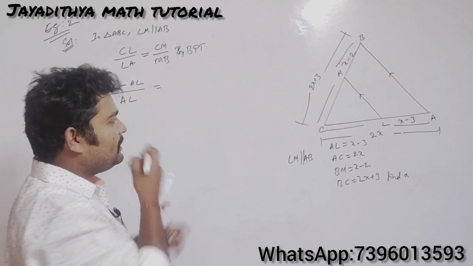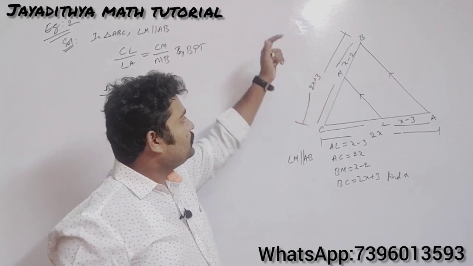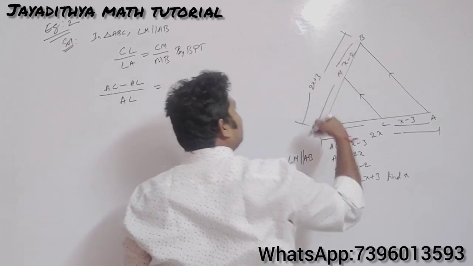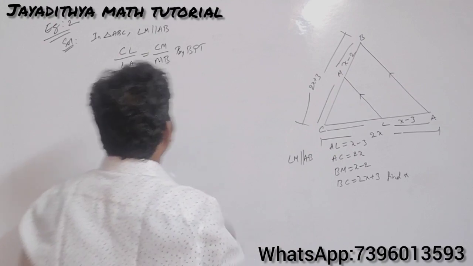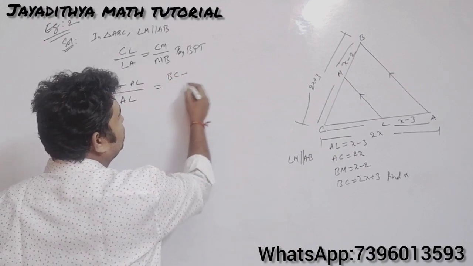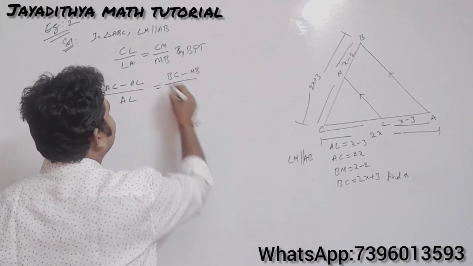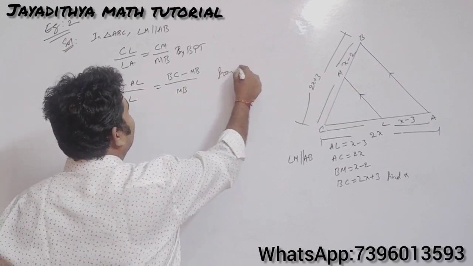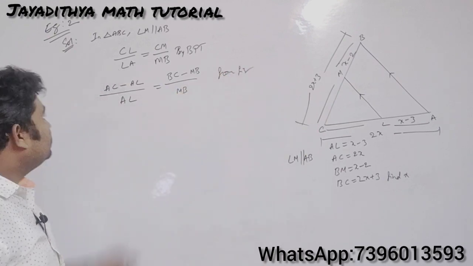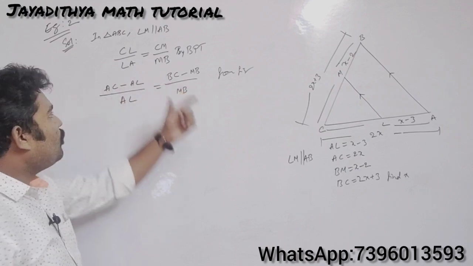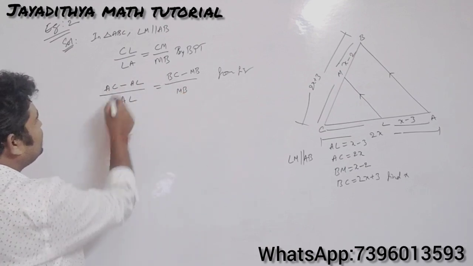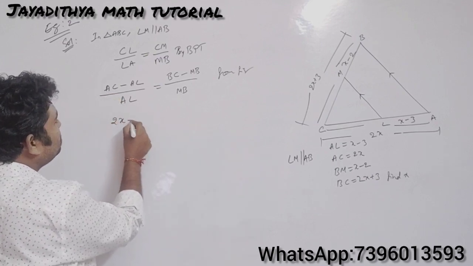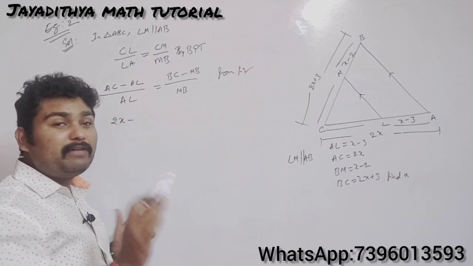And what is CM here? The CM dimension is also not given. So how to write CM here? If I subtract BM from BC, I will get CM. So I will be writing it like that: BC minus MB by MB. So here you can write from the figure. Clear? Let us now substitute the values. We have each and everything here. What is AL here? That is x minus 3, and AC is 2x. AC is 2x minus, and whenever you have minus, you should be very, very careful.